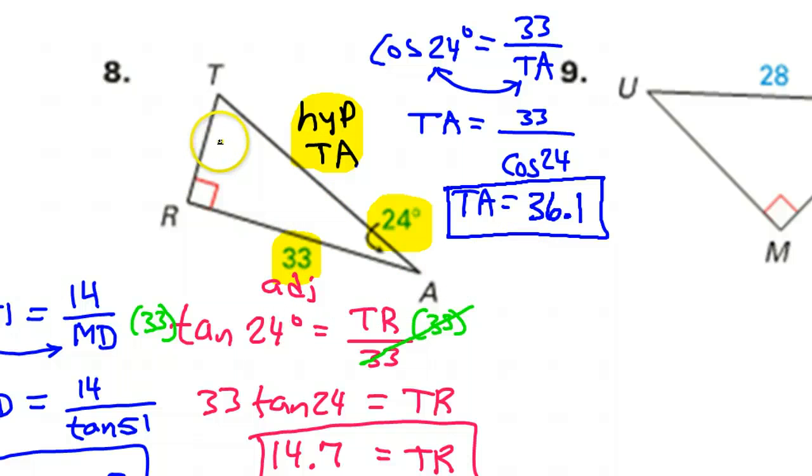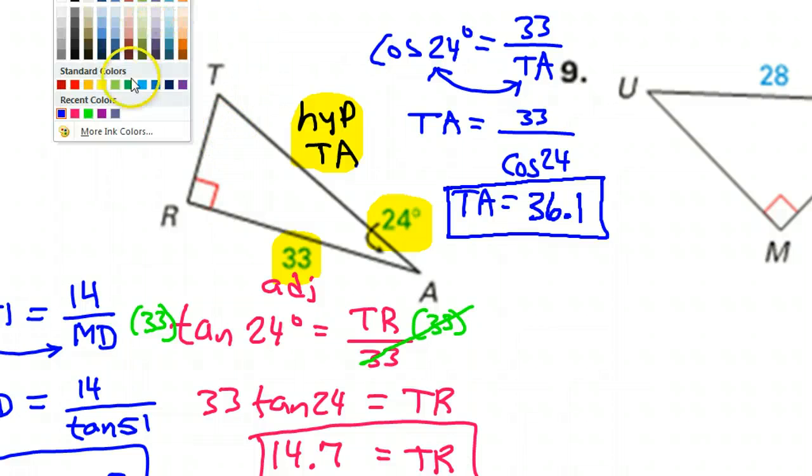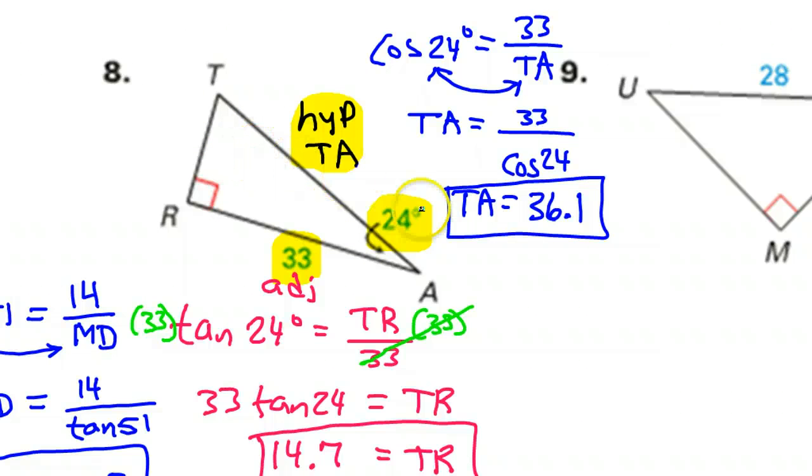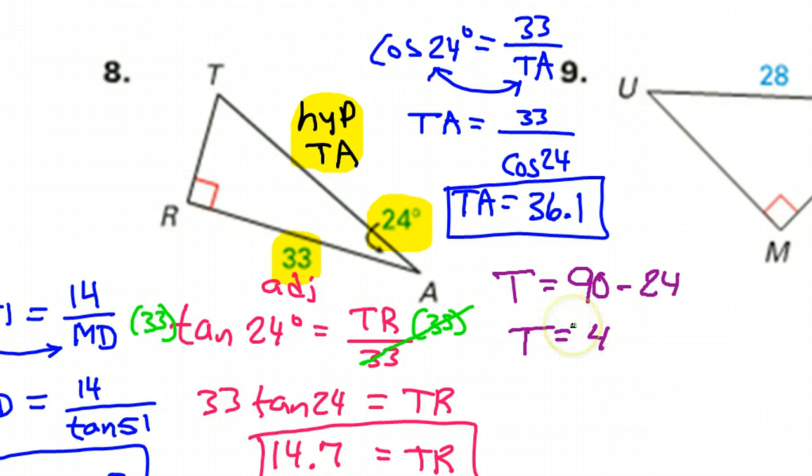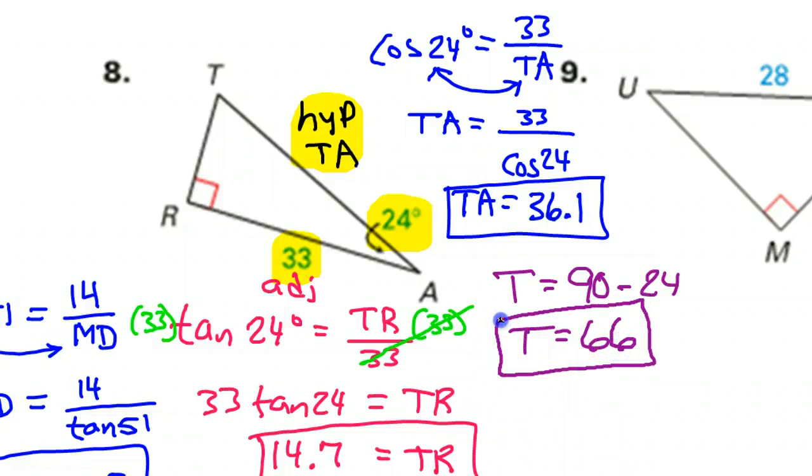Okay, so we found the two unknown sides. The only thing that's left is the unknown angle. But when you just have one missing angle, it's super easy because we're looking for angle T, but angle T is just going to be 90 minus the angle that we're given. Okay, so I feel a 46 coming on? No, that can't be right. Okay, it's 66. All right, and that is it for number 8.